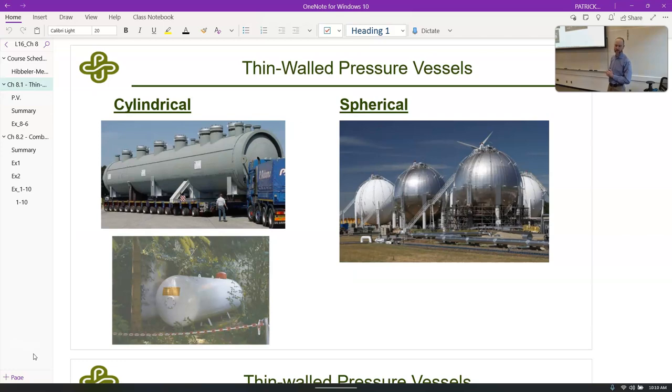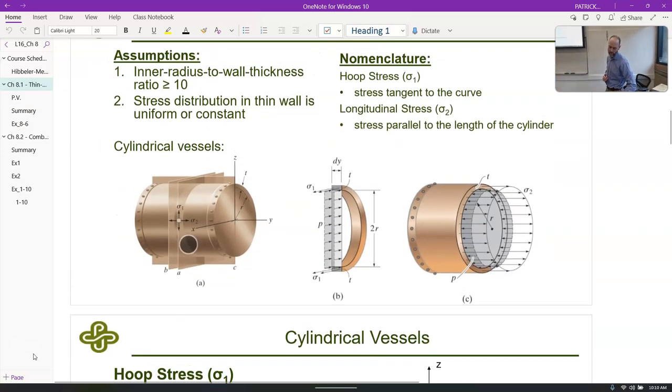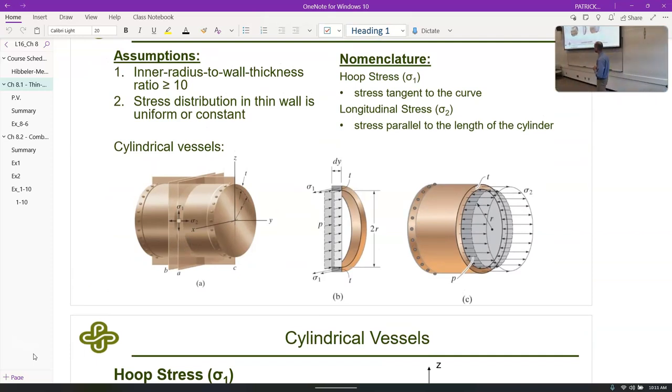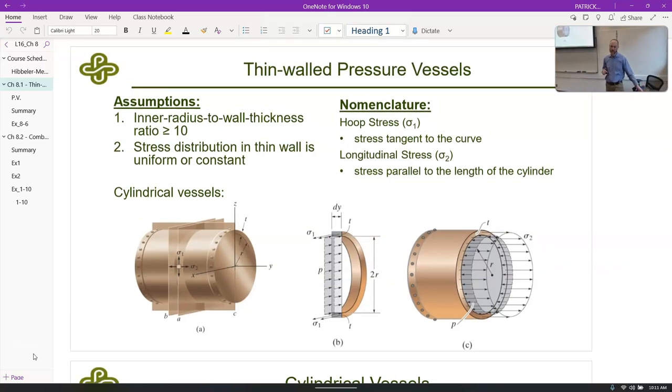So we're going to dig into the types of stresses that we get in these types of vessels. We're going to look at cylindrical ones first. It's the more complicated because there are two types. For this to be valid, we have two assumptions. One is that the thickness of the shell is going to be much, much smaller than the radius of the cylinder. That's important because if you start to get thick, then you could develop some additional stresses that we're going to neglect. But when you've got thin-walled shells, one dominant stress in each direction is what we have.